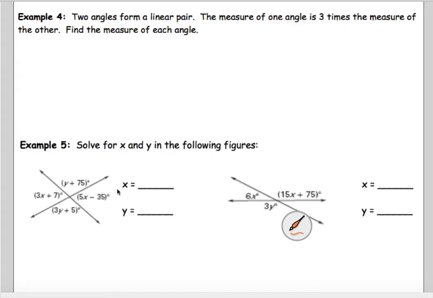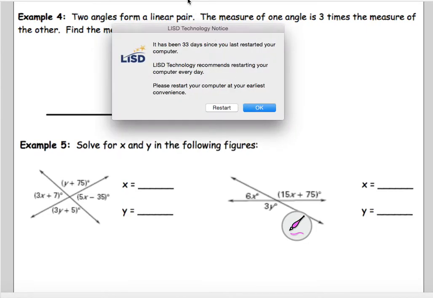The next one says that 2 angles form a linear pair. So I think it's best to draw a picture and think about how that would look. So a couple of angles making a linear pair. It says that the measure of one angle is 3 times the other. So I've got kind of a large one and a small one. It says that one of them is 3 times the other.